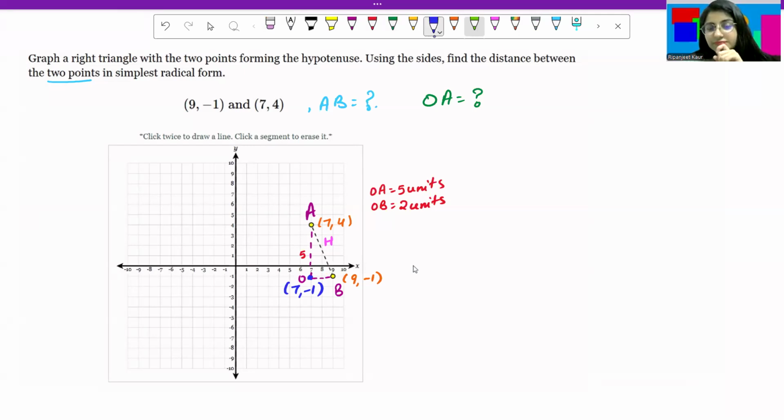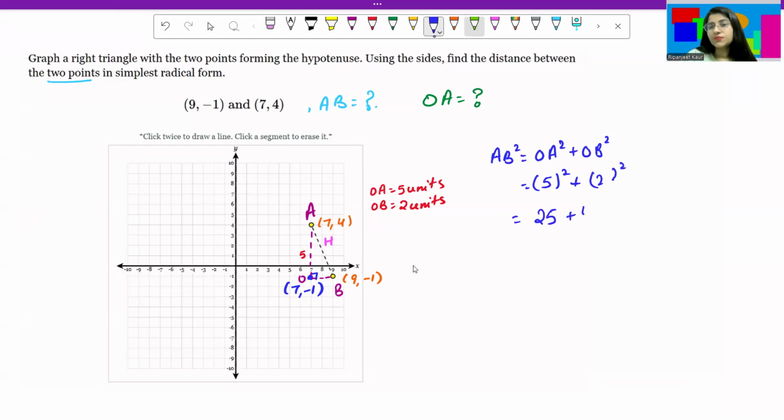Pythagorean theorem. Yeah, Pythagorean theorem. So AB square equals OA square plus OB square. AB square we don't know. OA we just found it is 5 squared. OB we know it's 2 squared. That means 25 plus 4. AB square is equal to 29. So we just take a square root on both the sides. And here we got AB.